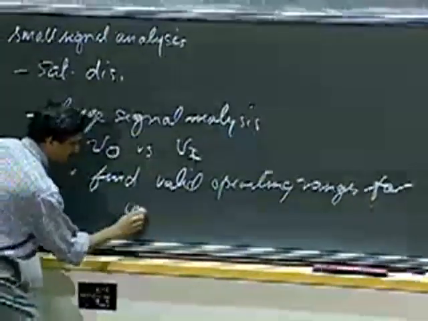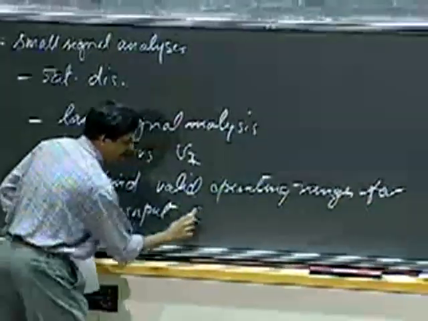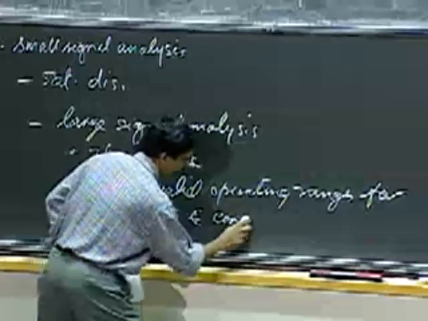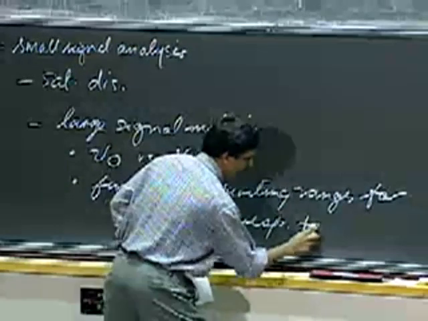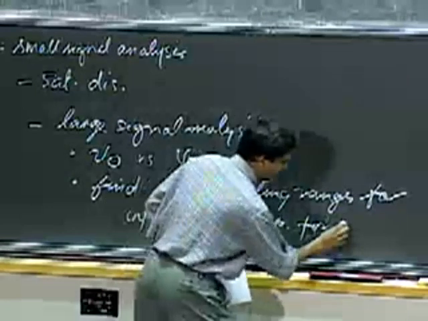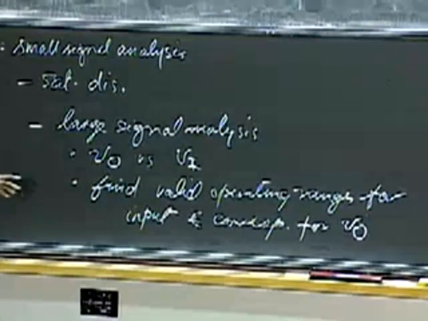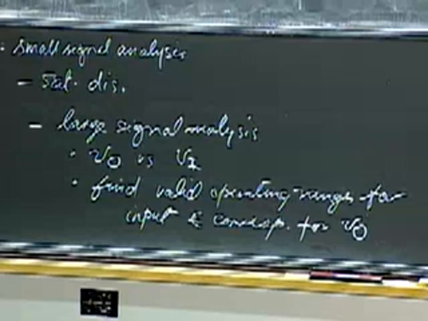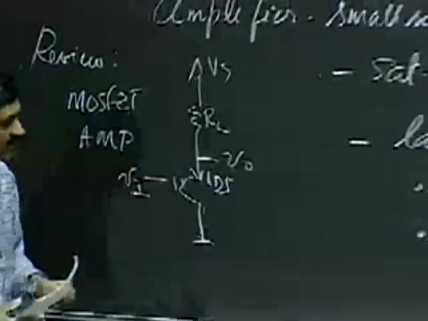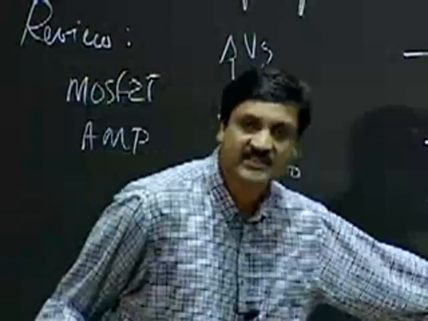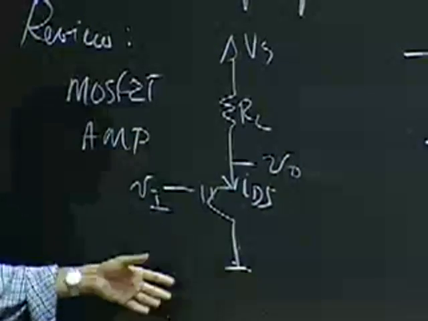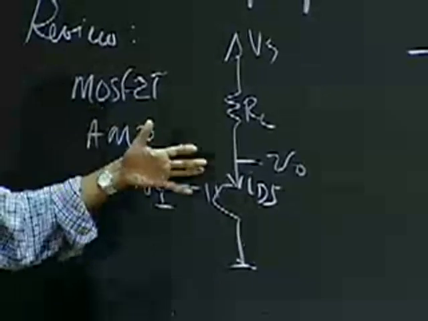For input and corresponding ranges for the other dependent parameters, such as V0. Okay, you could also find out the corresponding operating range for the current IDS, and so on.